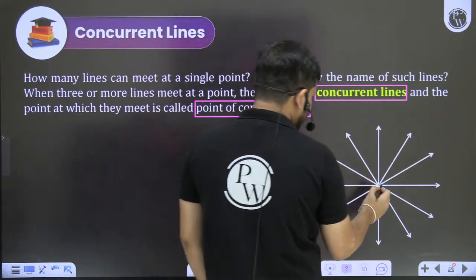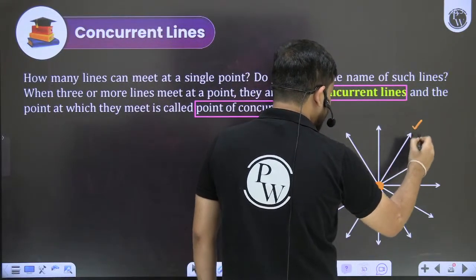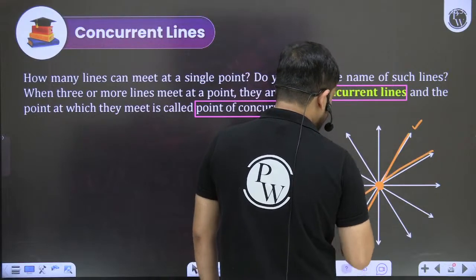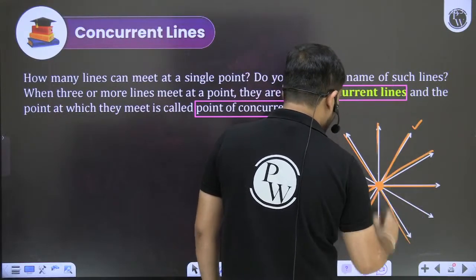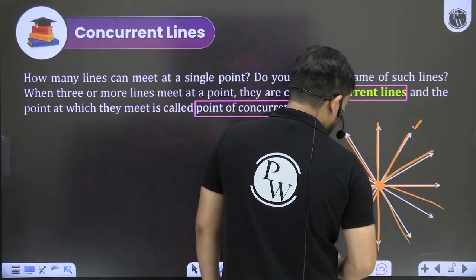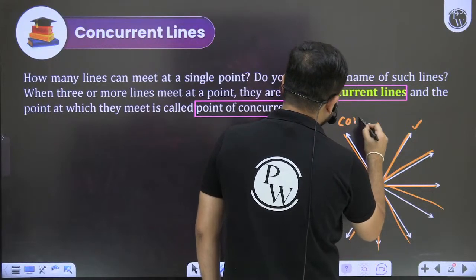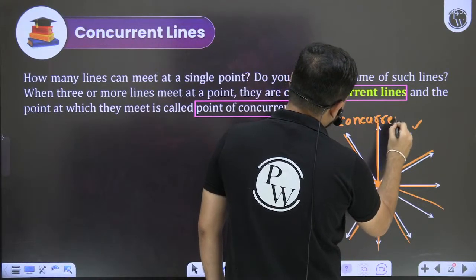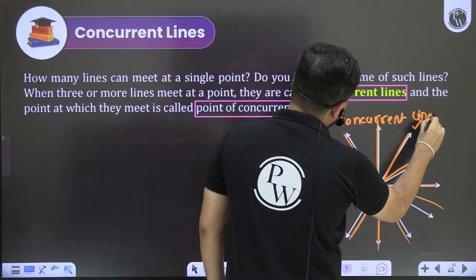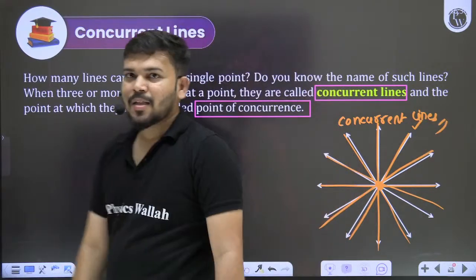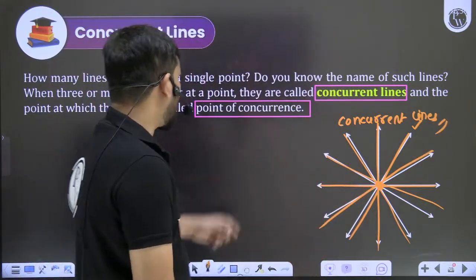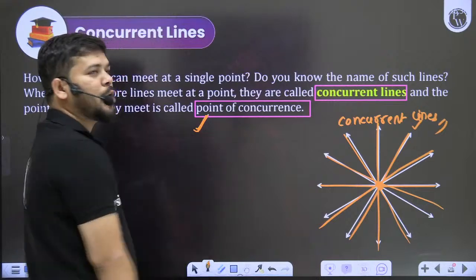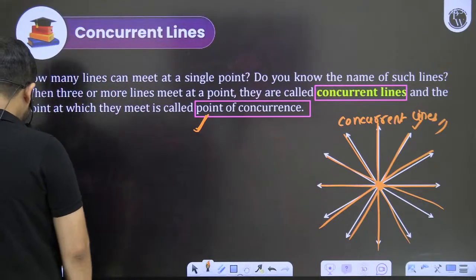So there you can see here, at a single point, this line is going in this way, this line is going, this line is going, this line is going. You can see these are meeting at a point. These are called as what? Concurrent lines. They are meeting at one point, and that point is known as the point of concurrence.